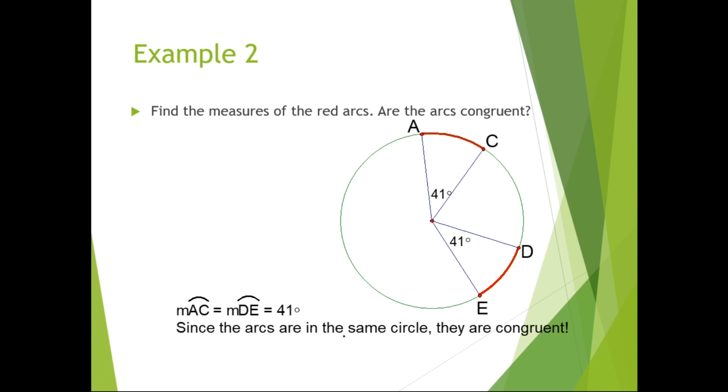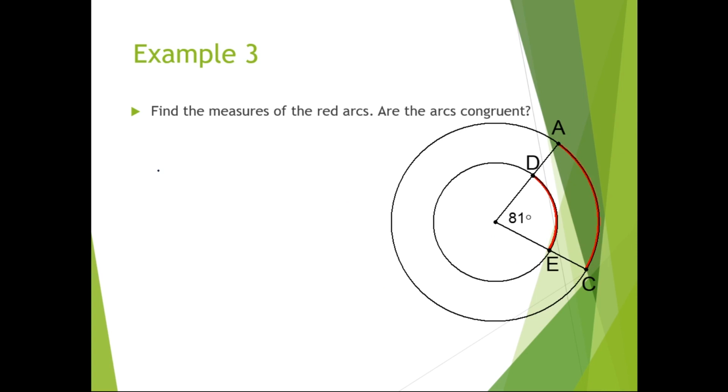Then, since the arcs are in the same circle, they are congruent. So, nasa usa ka circle, ang arcs AC ug ED, so they are congruent. Aside from nga pareha silang sukod, congruent sad sila, because naa sila nakabutang sa same circle. So that is for example 2. How about the example 3?